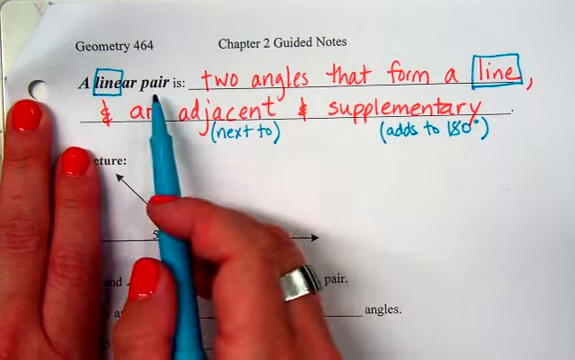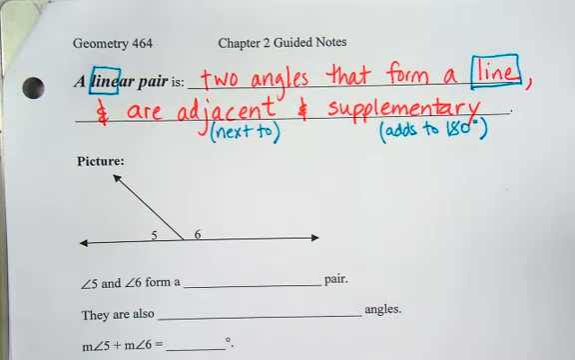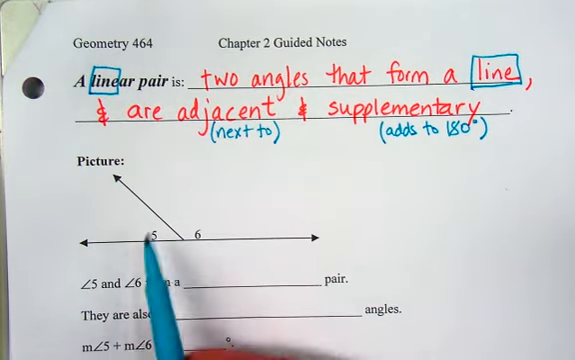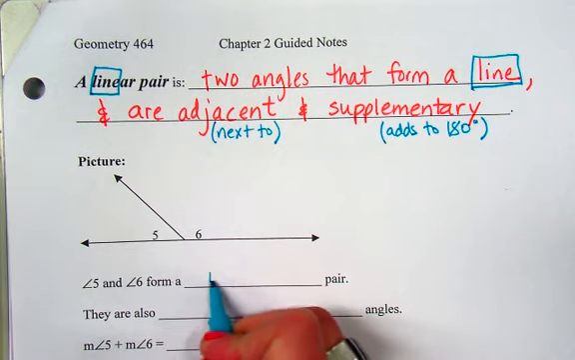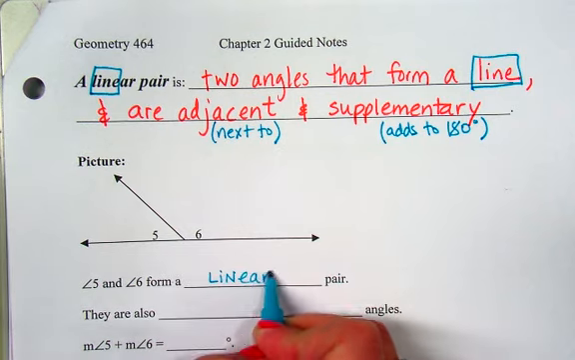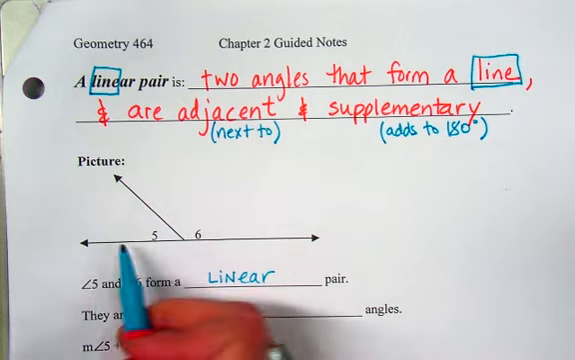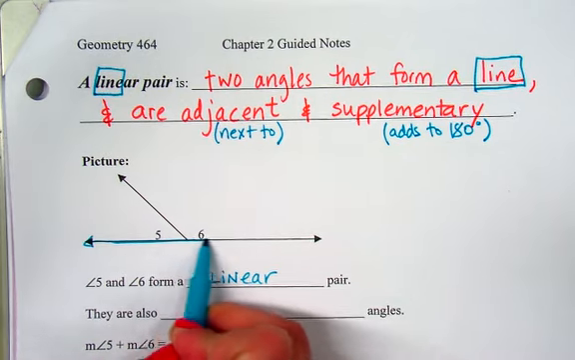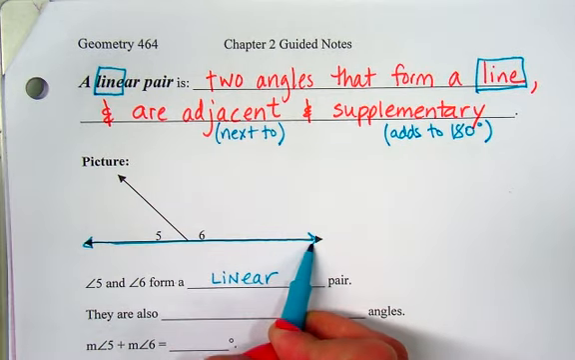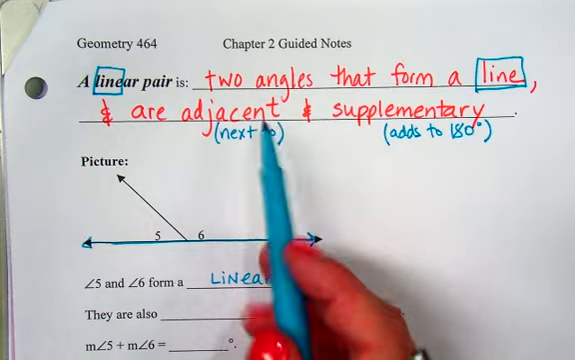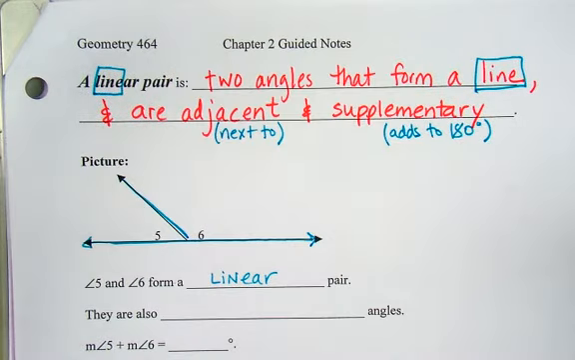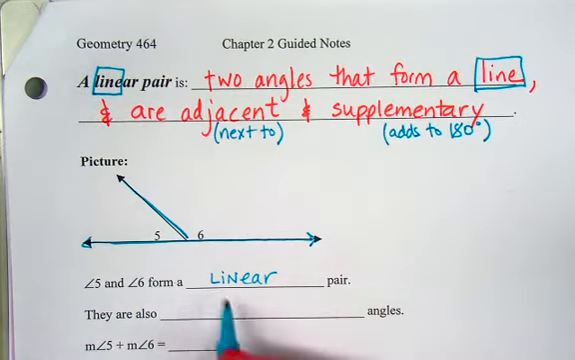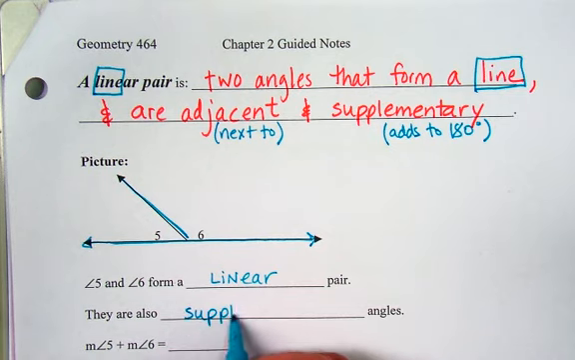All right, so it's a pair of angles that forms a line. In our picture, notice here that angles 5 and 6 definitely form a linear pair because the two of them together form this straight line at the bottom. They're adjacent because they're next to each other and they're sharing the side in the middle. And they're supplementary, that's our next line here.